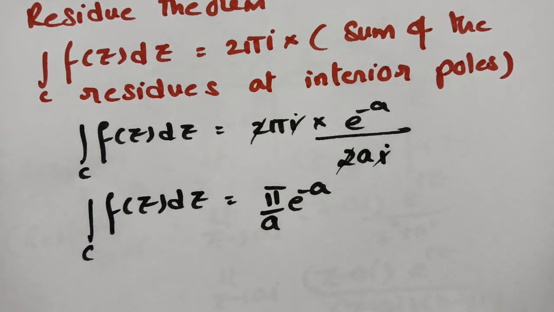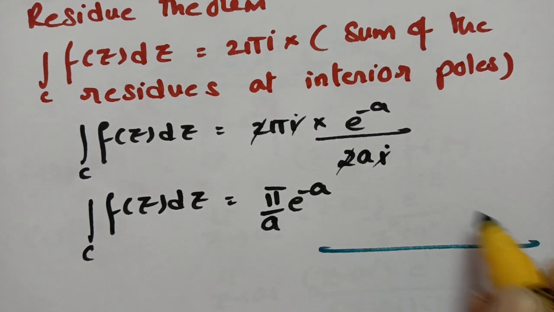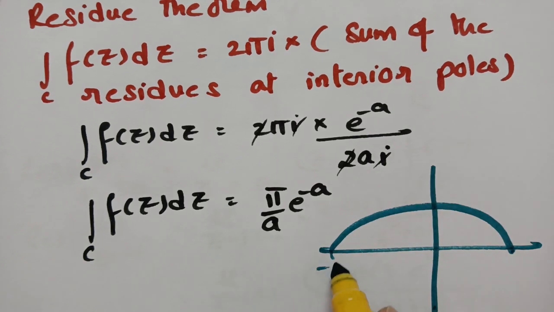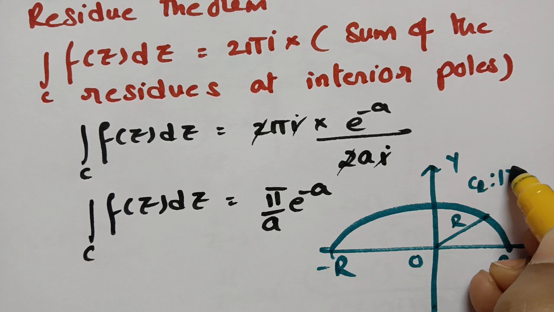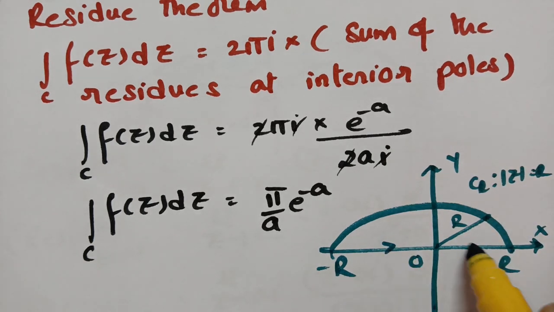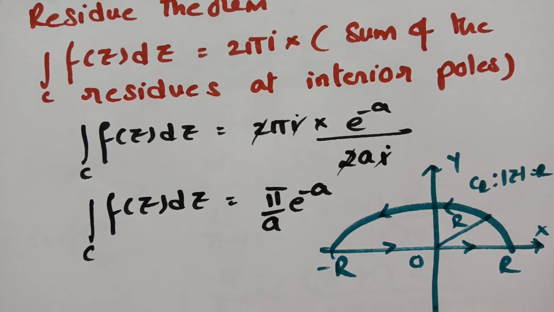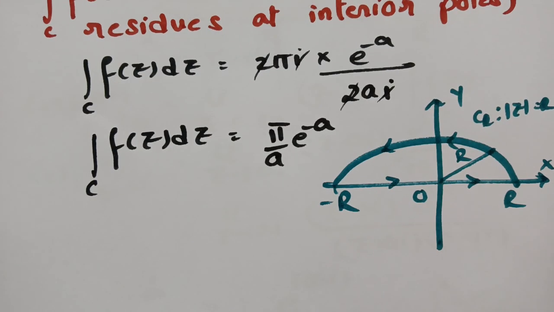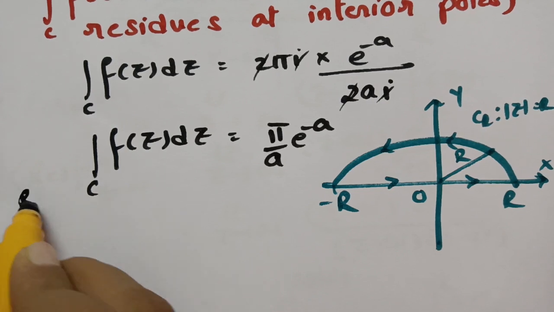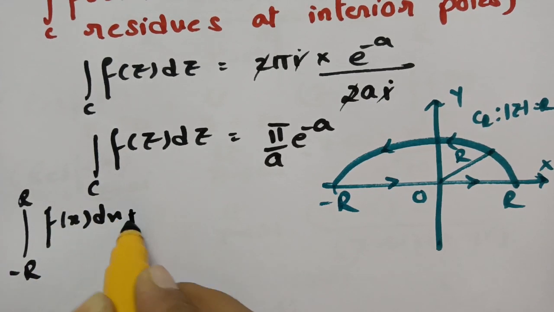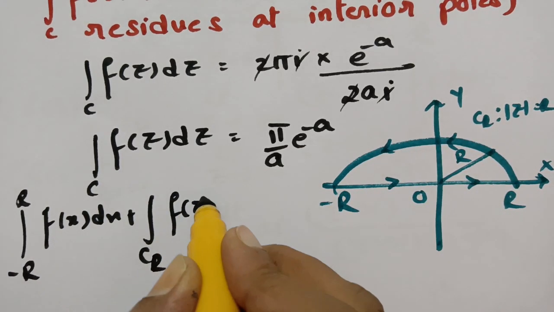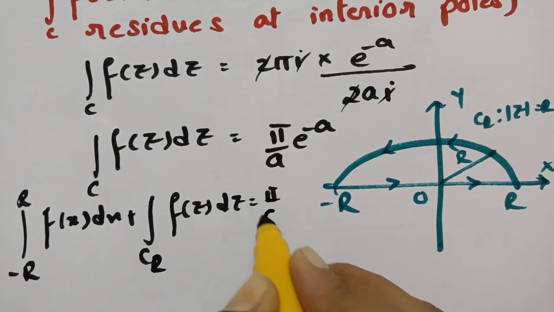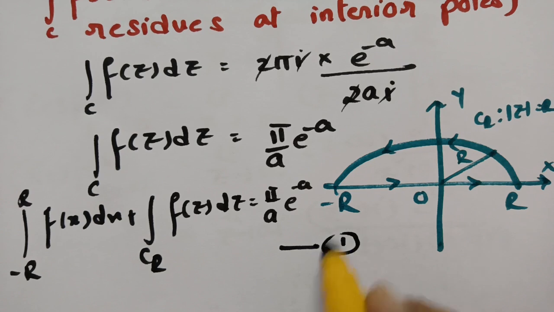So what is our integral c? Integral c is nothing but the closed contour. As usual, this is the closed contour from minus r to plus r. This is 0, this is the x-axis and this is the y-axis. And this is a semicircle with center 0, that is cr, mod z is equal to r. So here is the direction from minus r to plus r and through this semicircle. So the bounding line is from minus r to plus r of f of x into dx plus the integral through this cr semicircle of f of z into dz, which is pi by a times e power minus a. So this is equation number 1.